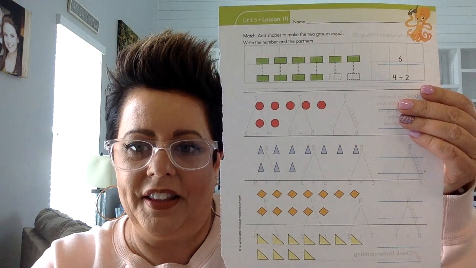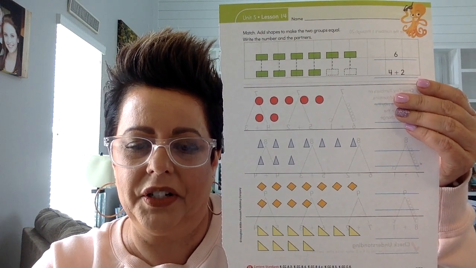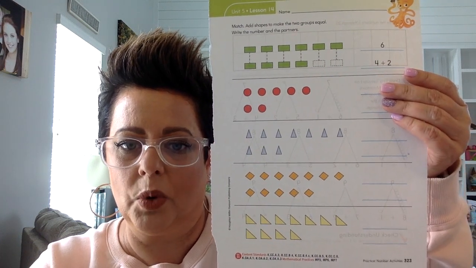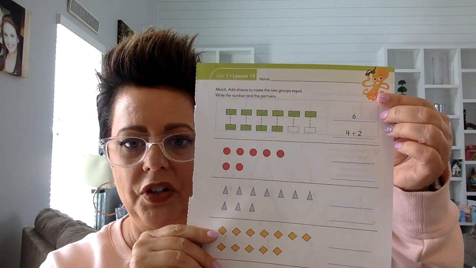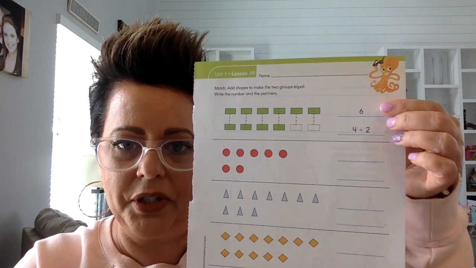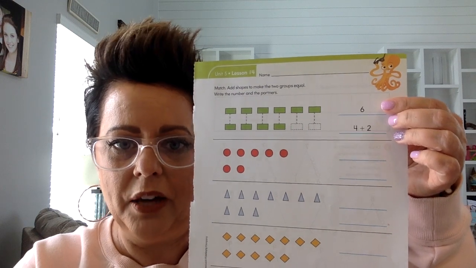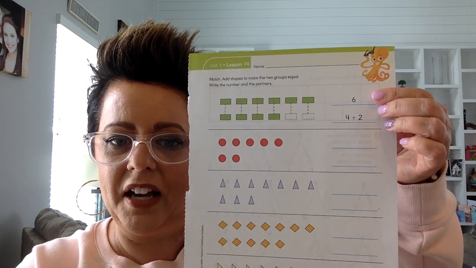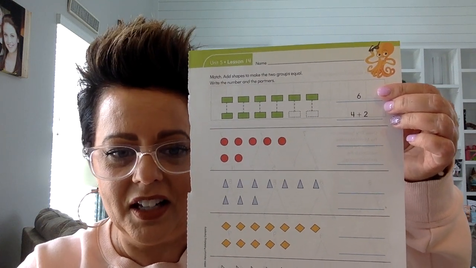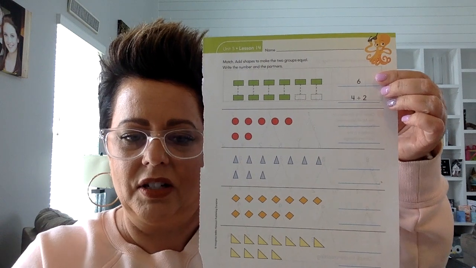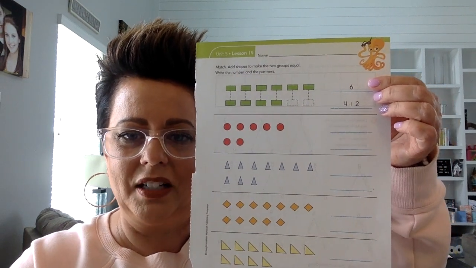So on this activity, we are going to have some shapes. And you're going to draw some more shapes to make each row equal. So let's look at the first one, and let's look at the directions. It says match. Add shapes to make the 2 groups equal. Write the number and the partners. So we're going to be looking at number partners again. We've been doing this a lot. It's really good to help us with math. It's important that we know how to do this and how to think about it. So that's why we've been practicing so much.